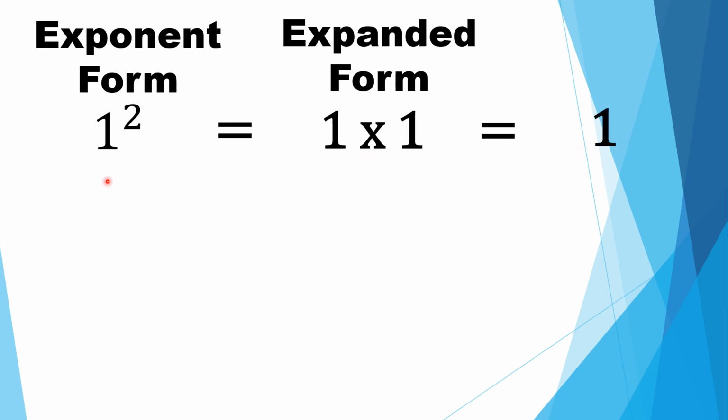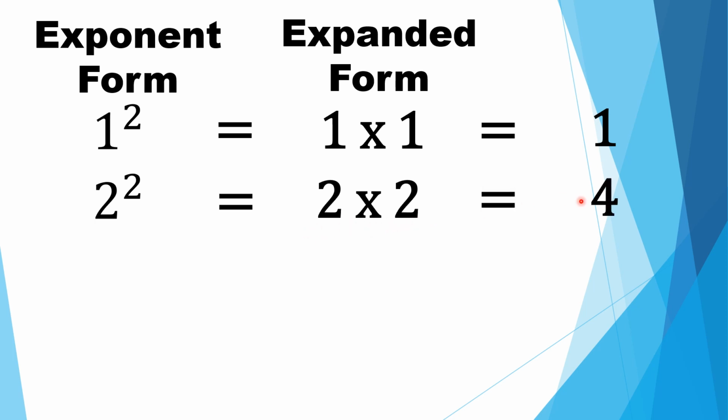The same with 2 squared. Multiply 2 by itself 2 times. This is equal to 2 times 2. 2 times 2 is equal to 4. Next example is 3 squared.